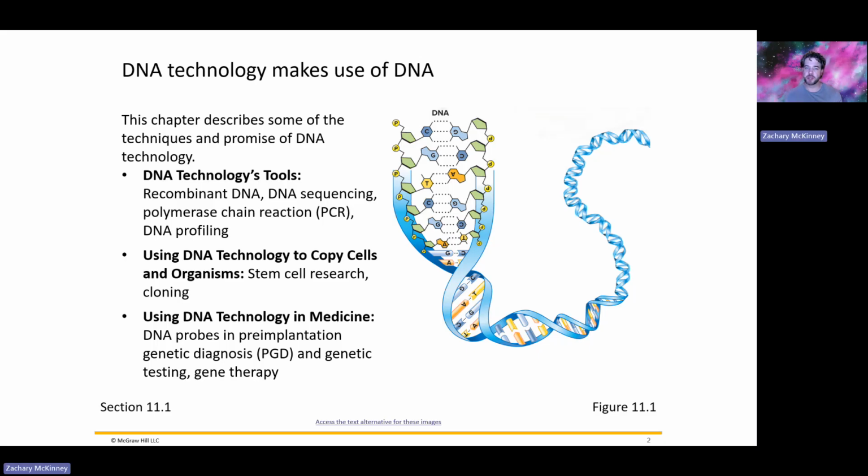So again, looking at some of the tools of DNA technology, things like recombinant DNA and DNA sequencing. Recombinant, you might have remembered recombinant chromatids, sister chromatids during crossing over. So it's when you're putting different DNA into another molecule. PCR we've seen, and DNA profiling. We've done a little bit of that in our classes as well.